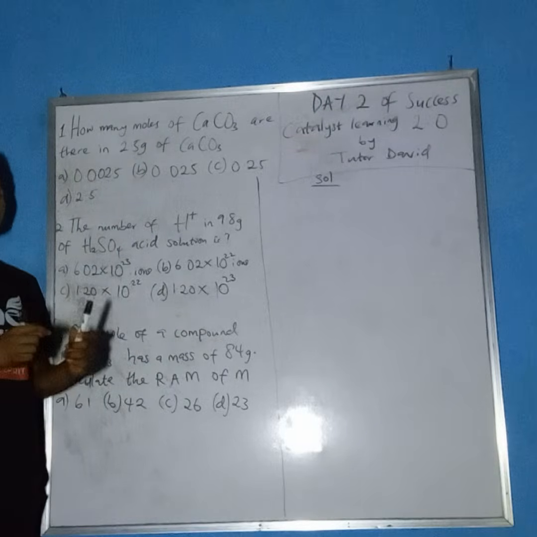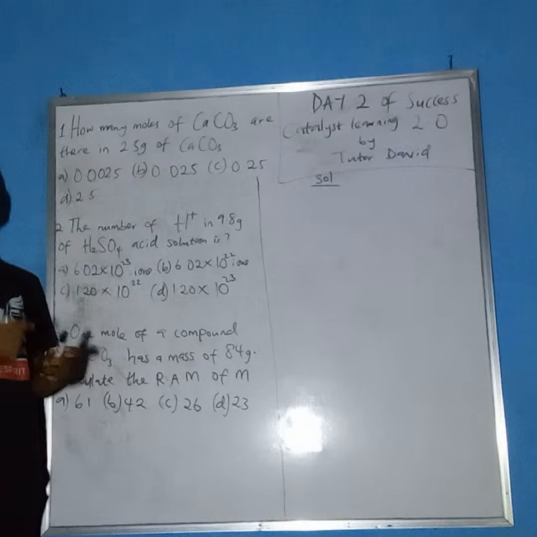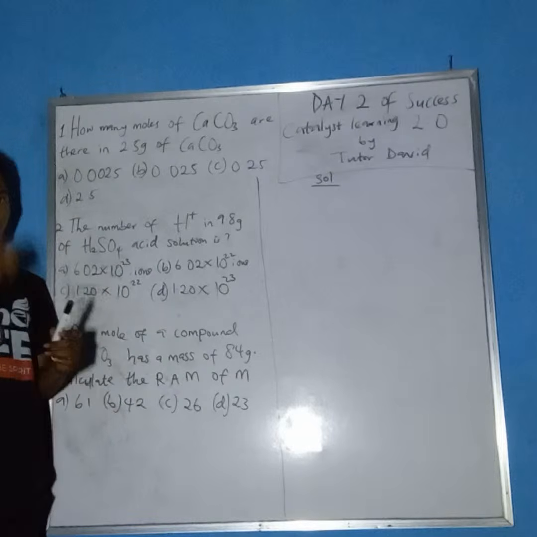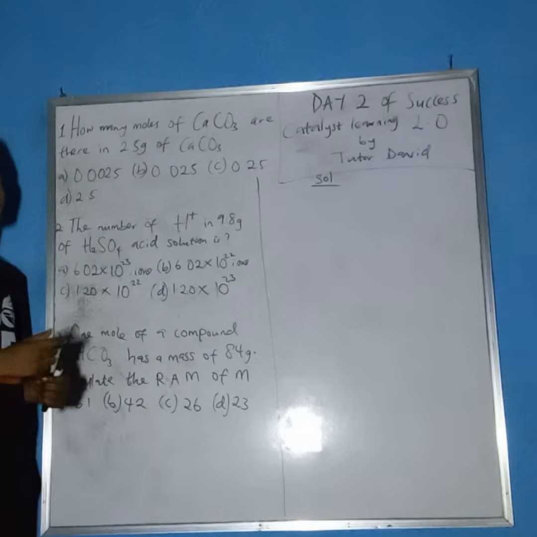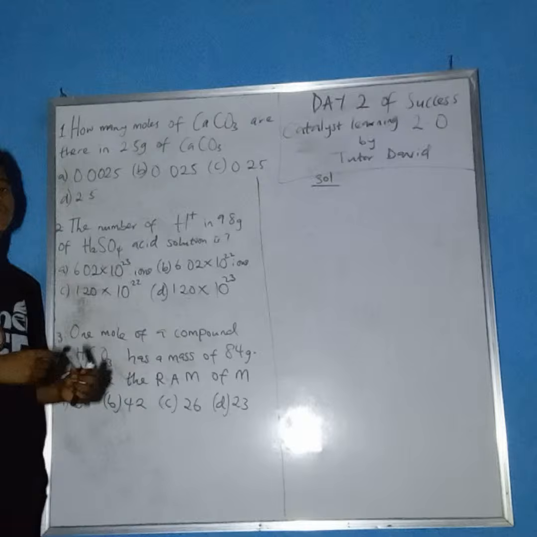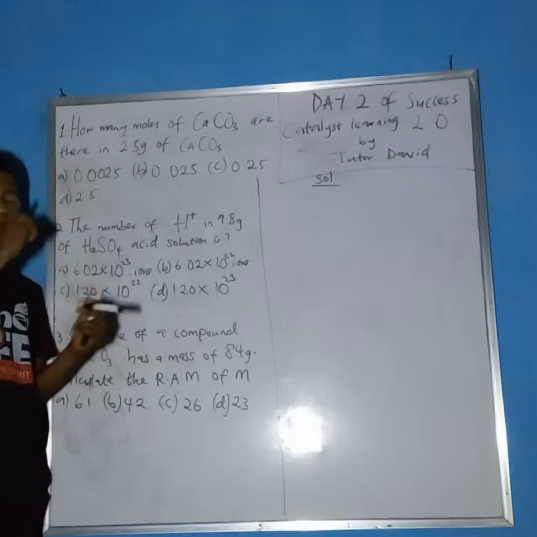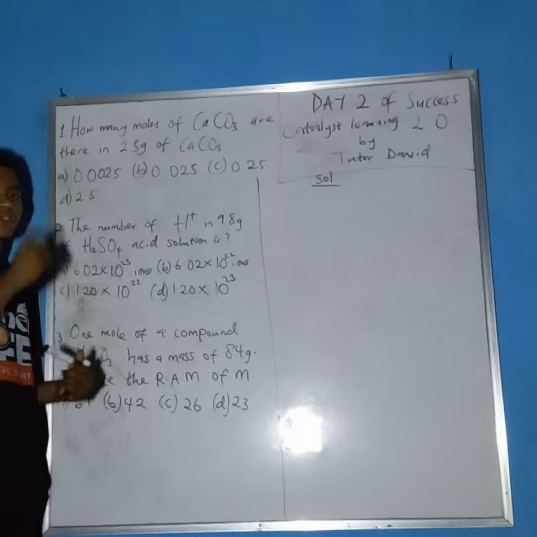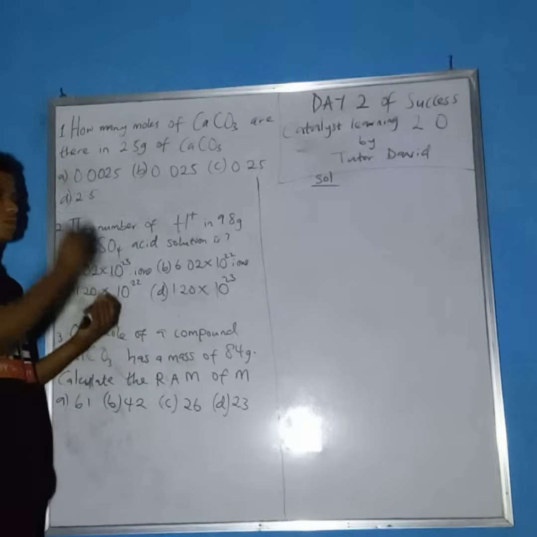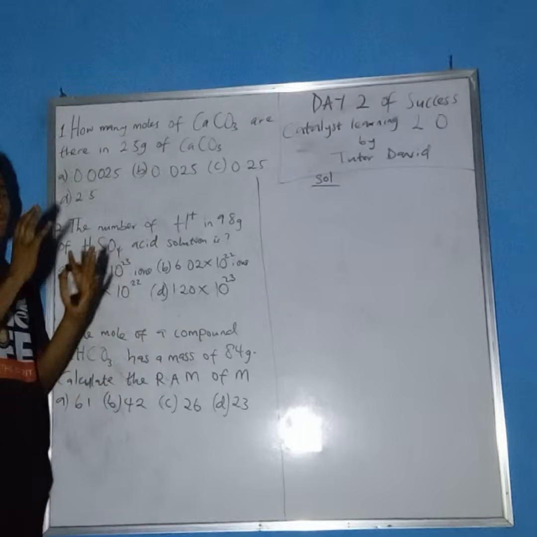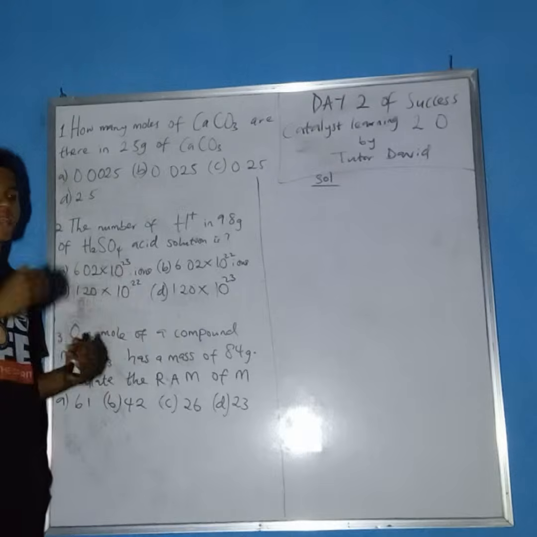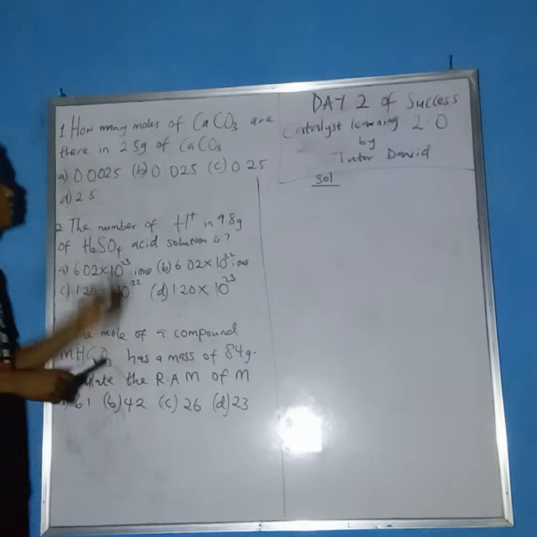So this is the weight in grams of that compound in one mole. That's why whenever you are calculating molar mass, the unit you use is gram per mole. That means that is the mass in grams in one mole of that compound. One mole of the compound is just like a unit, a small unit of that compound.